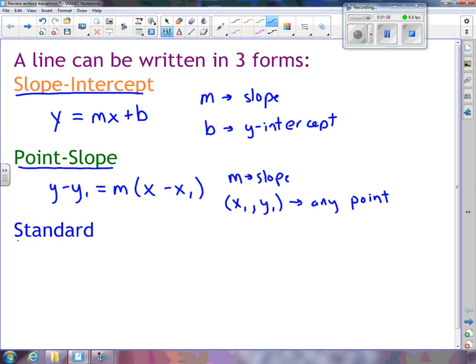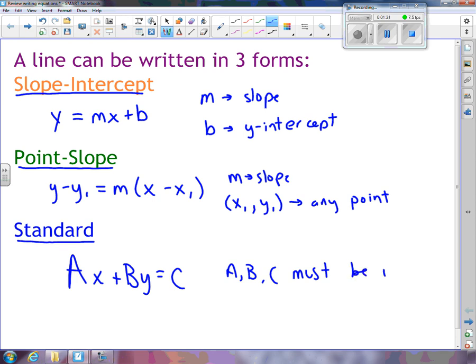Now the next way is standard. Standard form is written ax plus by equals c. Here a, b, and c don't stand for anything in particular that you can see on the graph of the line. However, a, b, and c must be integers, and a must be positive.